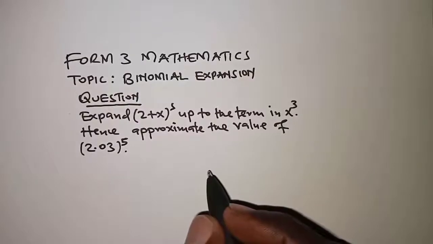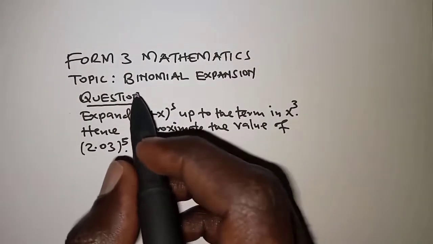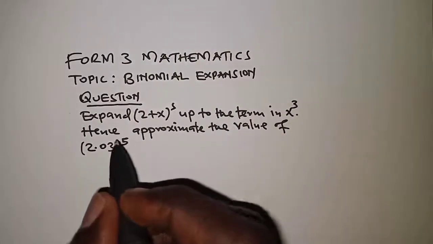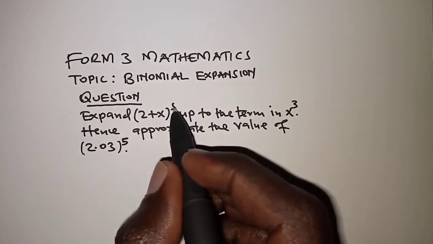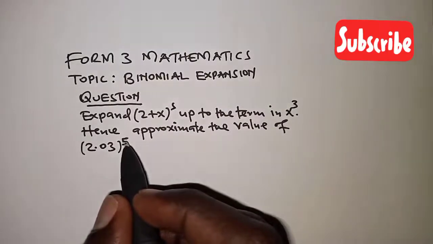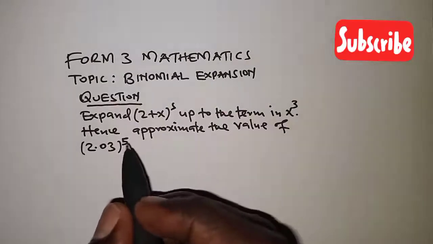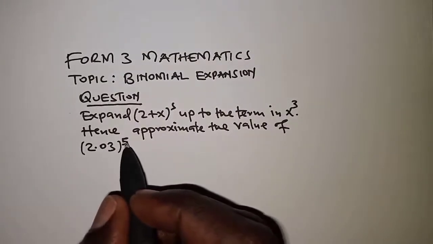Welcome. This is Form 3 Mathematics and the topic today is binomial expansion. The question reads: expand (2 + x)^5 up to the term in x^3. Hence approximate the value of 2.03 raised to power 5.